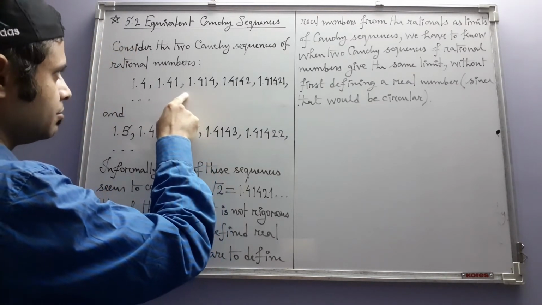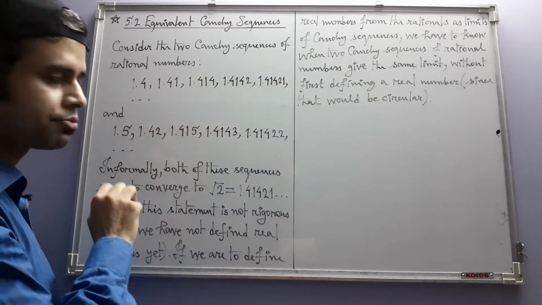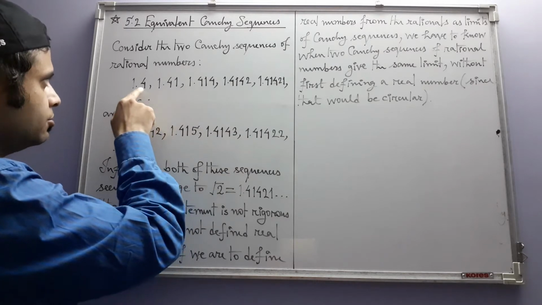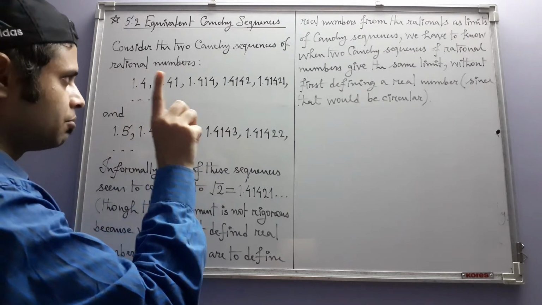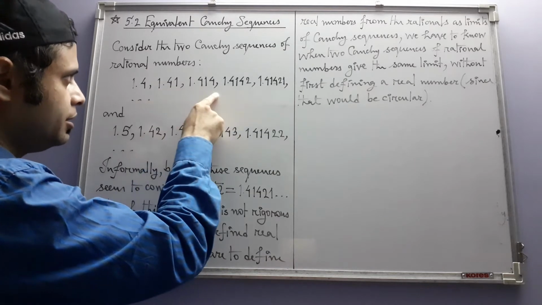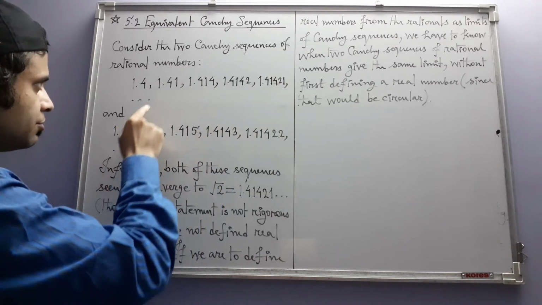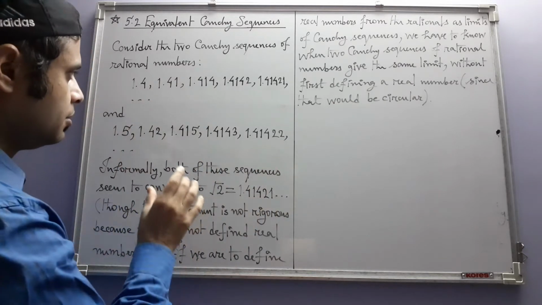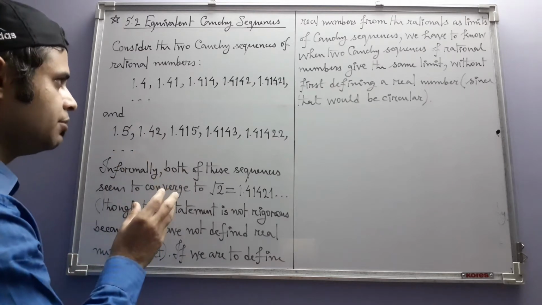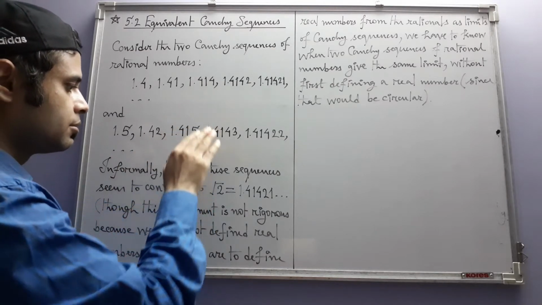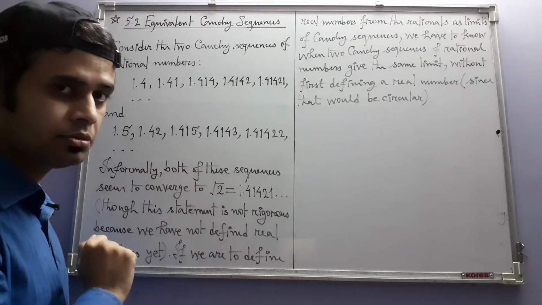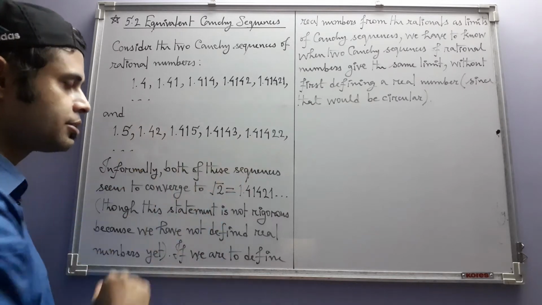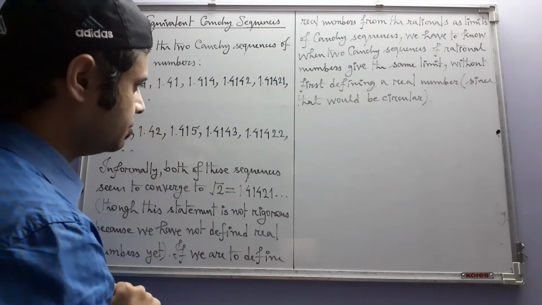But at the same time, we can obtain another sequence from this sequence in this way. What you do, you add the number 1 to the last digit of each term. That gives you 1.5. In place of 1.41, you have 1.42, and so on. Now, just like we feel that the first sequence converges to square root of 2, you can also see that it seems like the second sequence also converges to square root of 2.